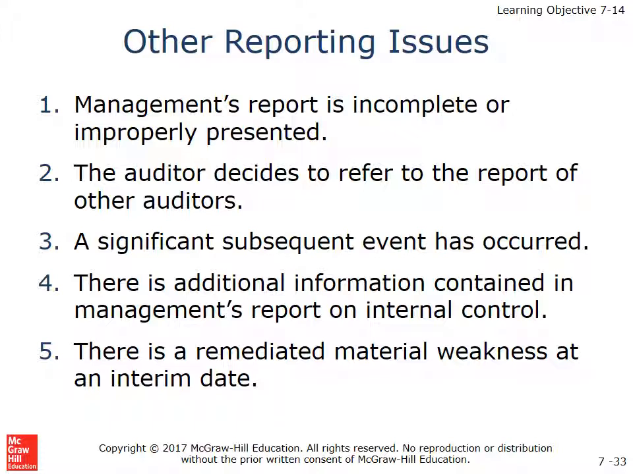There's additional information contained in management's report on internal control. For example, management may include disclosures about corrective actions taken by the entity, the entity's plan to implement new controls, or a statement that management believes the cost of correcting a material weakness would exceed the benefits. If that's the case, the auditor should disclaim an opinion on such information and include the following language as a last paragraph of the report. And this is important: we do not express an opinion or any other form of assurance on management's statement referring to the costs and related benefits of implementing new controls.